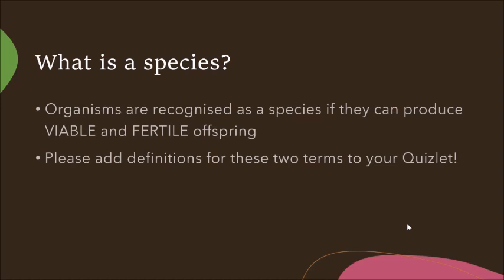So viable just means they're able to survive, they're not lost before they're born or anything like that. And fertile means they are also themselves able to reproduce. In other words, the offspring can grow to reproductive maturity and produce offspring themselves. But you need to know viable and fertile, and you need to absolutely be able to define a biological species as being able to have viable, fertile offspring.